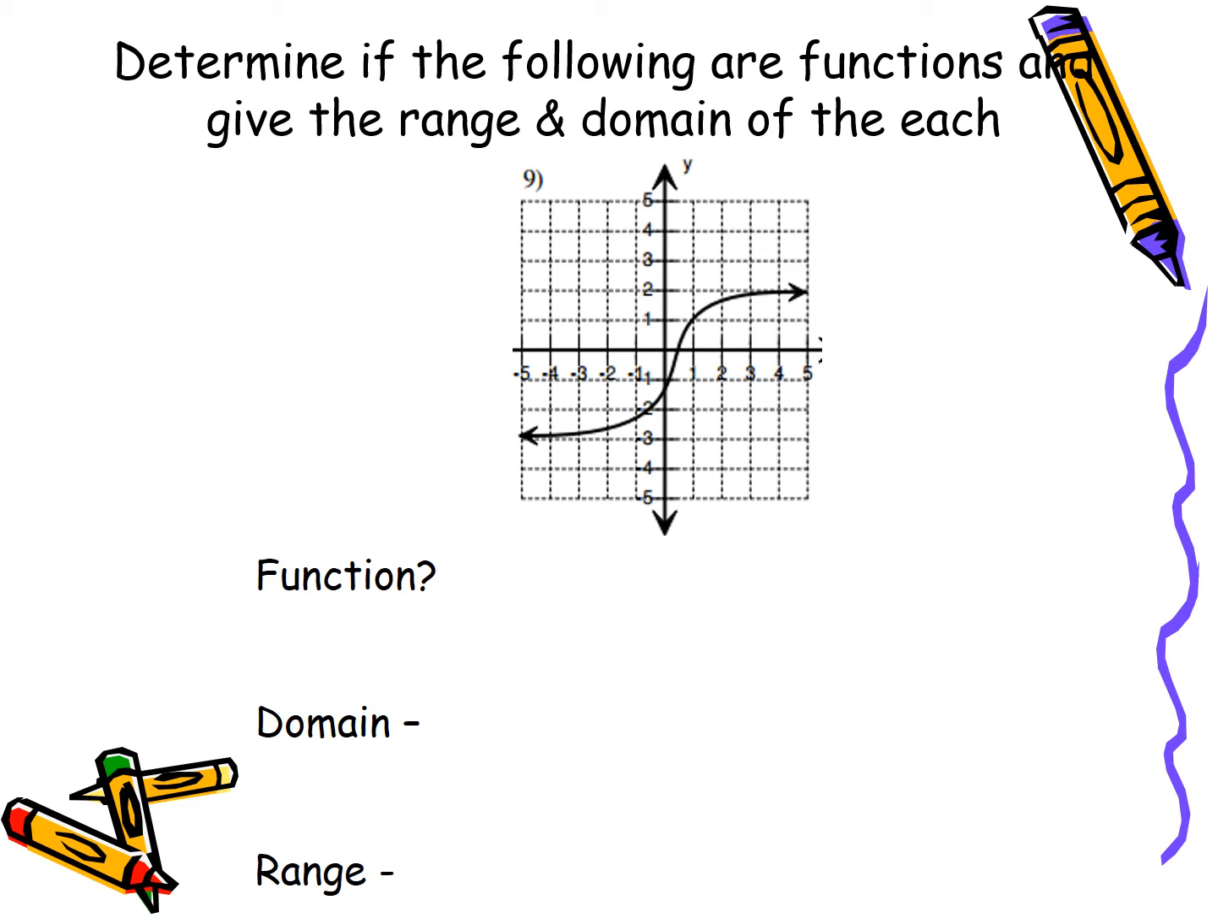Okay, so is this a function? Yes, this is a function. There's no place where a vertical line would hit that graph twice. The domain, because there are arrows there, would be negative infinity to infinity. Now it's kind of hard to tell the range because it almost looks like there are asymptotes at negative 3 and 3, but I think it goes on forever. So I'm going to say negative infinity to infinity.